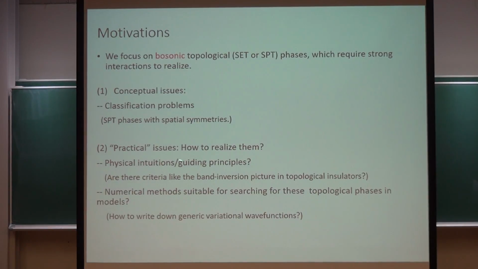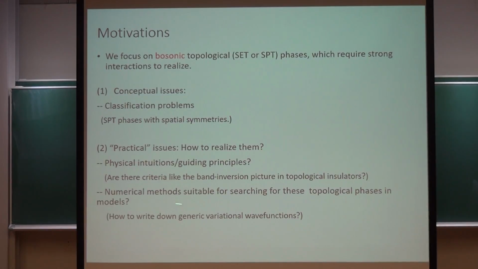So we need something like that. We need to have some physical guiding principle. We do something, and then we get these bosonic topological states. But because here we have strong interaction, we don't have a band picture, we cannot have band inversion. But the question is, can we have a similar kind of guiding principle? We do something, then we necessarily get the topological states or phase.